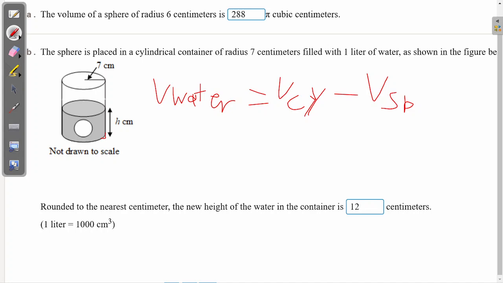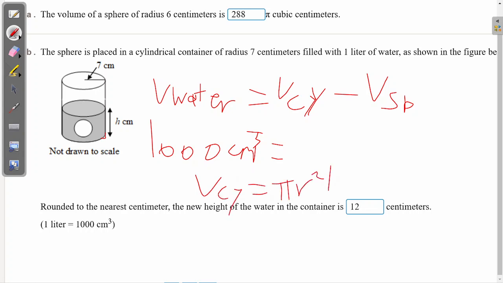So you put the volume of the water, it's 1000 centimeter cubed because they want it in centimeters. So you don't use liters here. 1000 centimeter cubed equals the volume of the cylinder, which is pi r squared height. So it will be 7 squared pi times the height, we're trying to find it, minus the volume of the sphere, we found it from before, 288 pi.